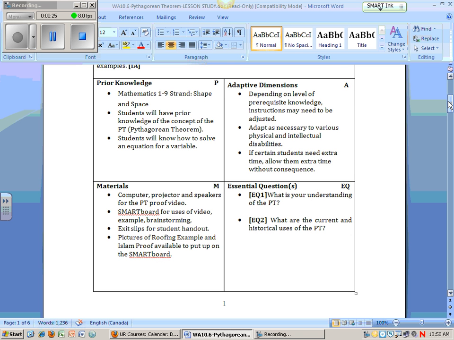So we have our prior knowledge, Mathematics 1 to 9, strand Shape and Space. Students will have prior knowledge of the concept of the Pythagorean theorem, and students will know how to solve an equation for a variable. So we had our main essential questions here. What is your understanding of the Pythagorean theorem, and what are the current and historical uses of the Pythagorean theorem?